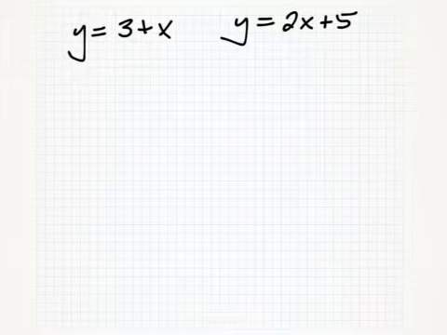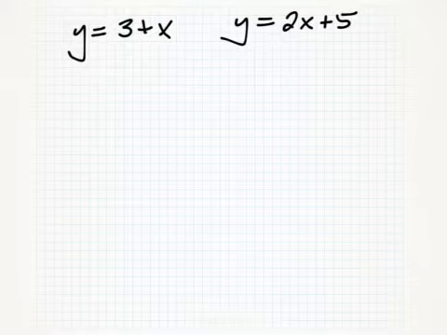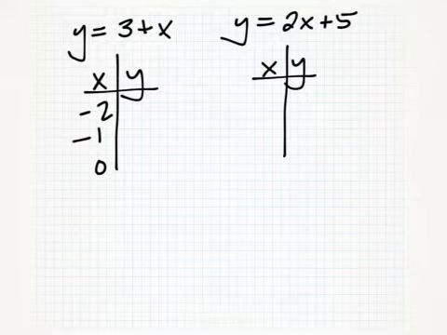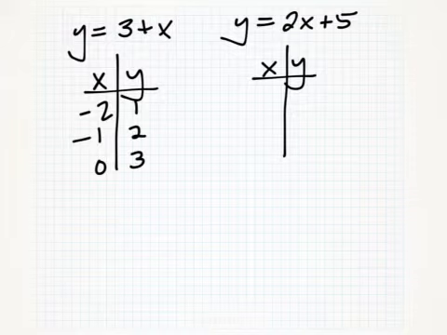Of course, in order to do that, we need to solve for both x and y for both of these equations. So let's go ahead and start. For y equals 3 plus x, I chose to go with -2, -1, and 0 for my x coordinates. Those are going to give me some fairly small numbers. Keeping it small, I don't have to worry about my graph being extremely large or running out of space if I started with a smaller graph.